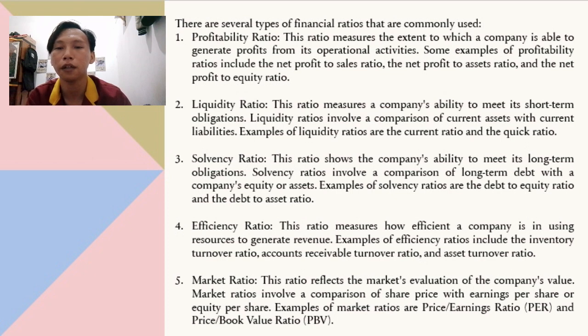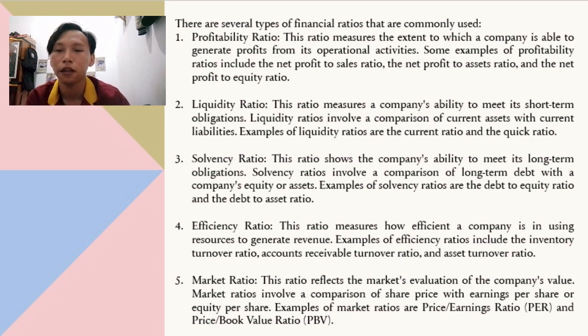This ratio measures a company's ability to meet its short-term obligation. Liquidity ratio involves a comparison of current assets with current liabilities. Examples of liquidity ratio are the current ratio and the quick ratio. 3. Solvency ratio. This ratio shows the company's ability to meet its long-term obligation. Solvency ratio involves a comparison of long-term debt with a company equity or asset. Example of solvency ratio are the debt to equity ratio and the debt to asset ratio.